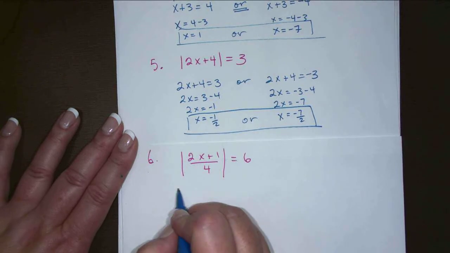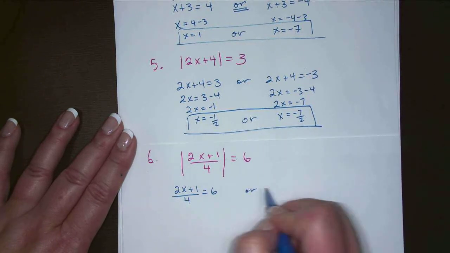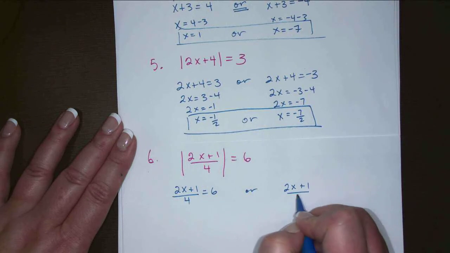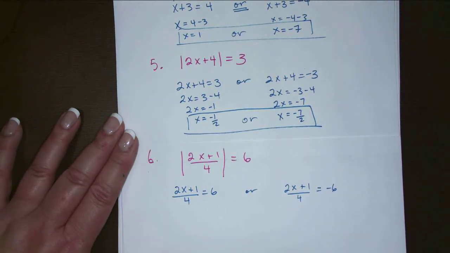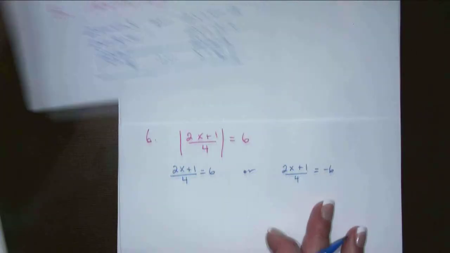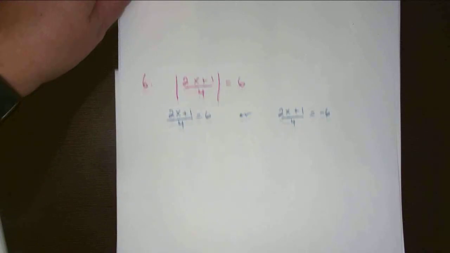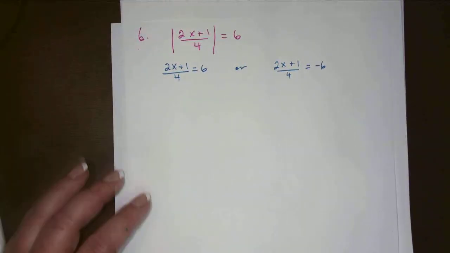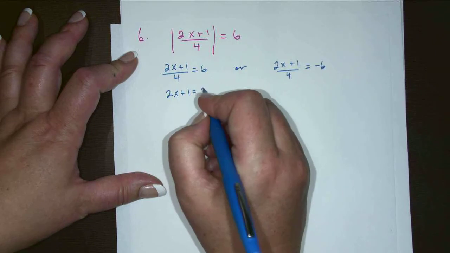So with absolute value, it's sort of adding one more step. We say the inside is 6, or the inside is -6, and then we solve each of these separately using the methods we just learned in the last section. You solve them separately, you get 2 separate answers. So how do we solve these? What's our first step? Cross multiply? 4 times 6, 24.